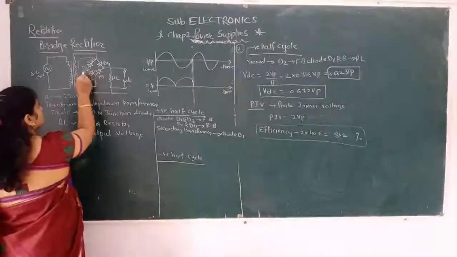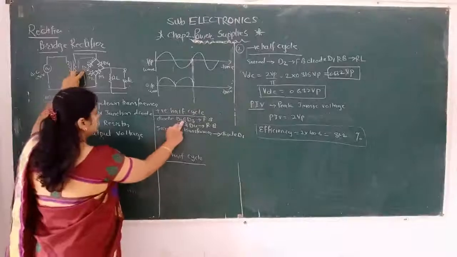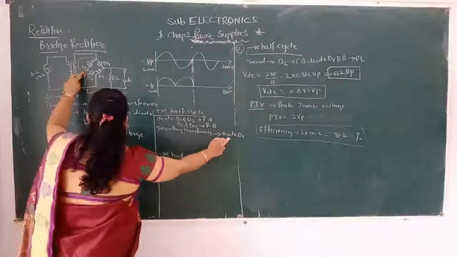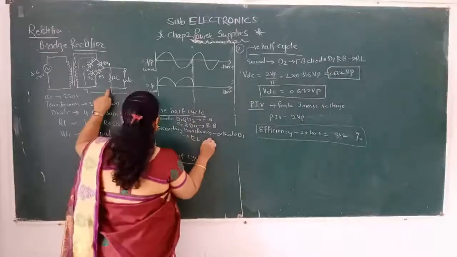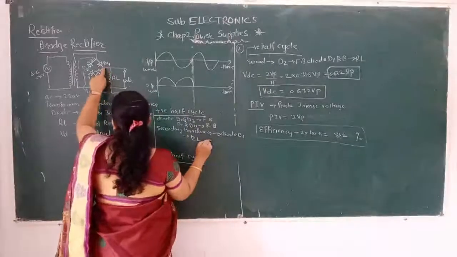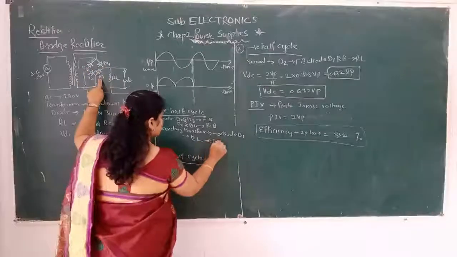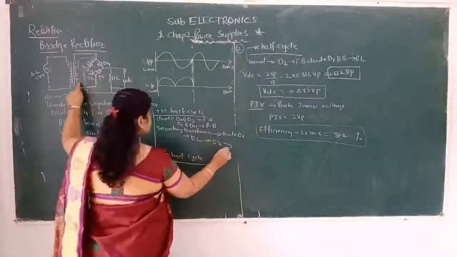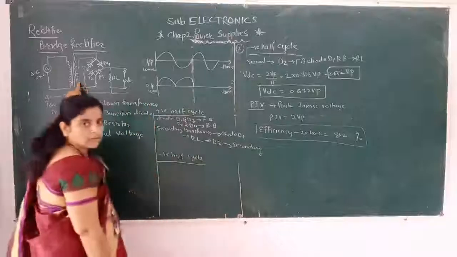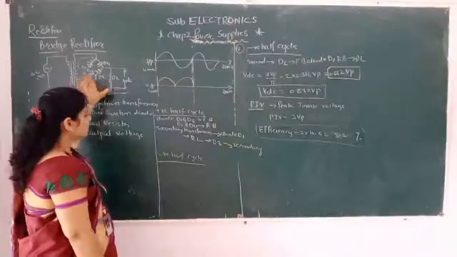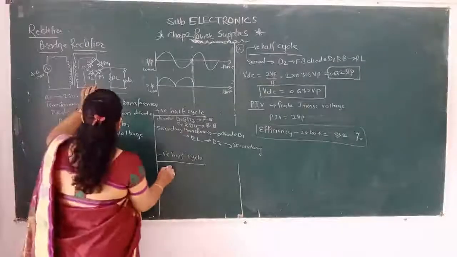See here, the diagram is like this. Current will flow from diode D1 to load resistance RL, and from RL to where it is connected, RL to D3, and D3 to the secondary of the winding. So current will flow like this in the first or positive half cycle. Now, in the negative half cycle, see what happens.